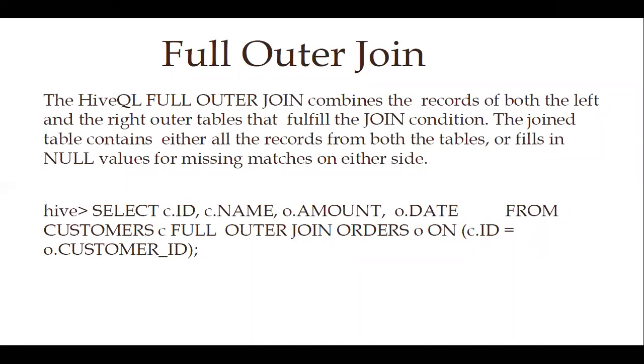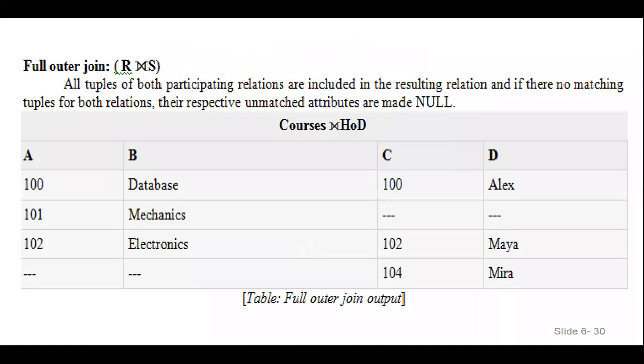So now let's see. This is how you write a full outer join query, using the keyword full outer join followed by the table name, orders. Otherwise, the other conditions and attributes are the same. Now you can see the full outer join has all the possibilities, as you are combining both tables. Whichever record is missing, you make it null.